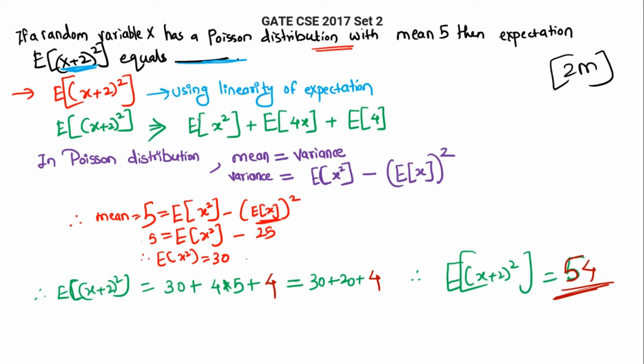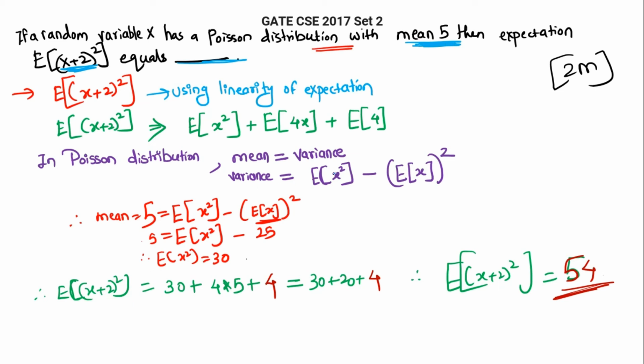Now just apply expectation on each of these terms. You will get expectation of x square plus expectation of 4x plus expectation of 4. In Poisson distribution, we know that mean is equal to variance. The formula for variance is expectation of x square minus expectation of x the whole square. So we have the value, that is, mean is 5. We know what the mean is, that is 5.